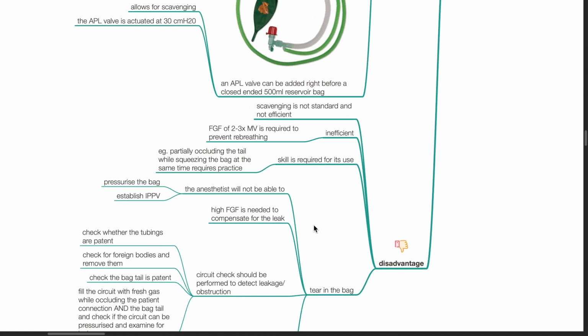Disadvantages of the Mapleson F system. Scavenging is not standard and not efficient. It is inefficient. Fresh gas flow of 2 to 3 times the minute volume is required to prevent rebreathing. Skill is required for its use. Partially occluding the tail while squeezing the bag at the same time requires practice.